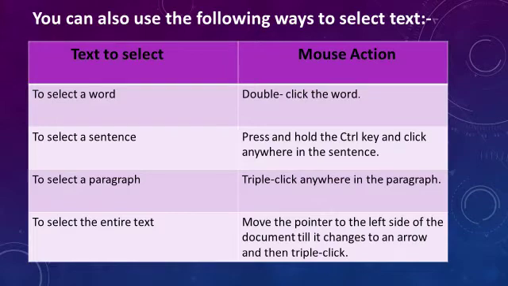You can also use the following ways to select text. To select a word, double click the word. To select a sentence, press and hold the Control key and click anywhere in the sentence. To select a paragraph, triple click anywhere in the paragraph. To select the entire text, move the pointer to the left side of the document till it changes to an arrow and then triple click.